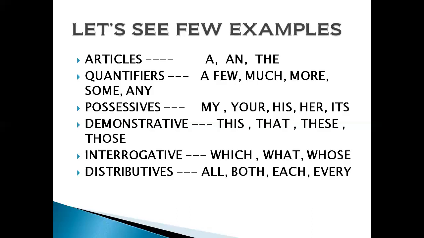Interrogative determiners are the question determiners. And the examples are which, what, whose. And finally, distributive determiners tell you about the distribution or division of things. Examples are all, both, each, every.